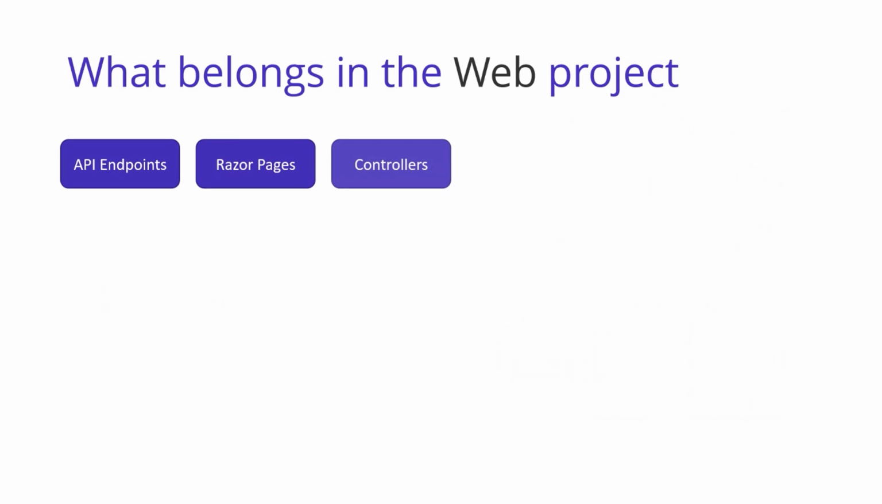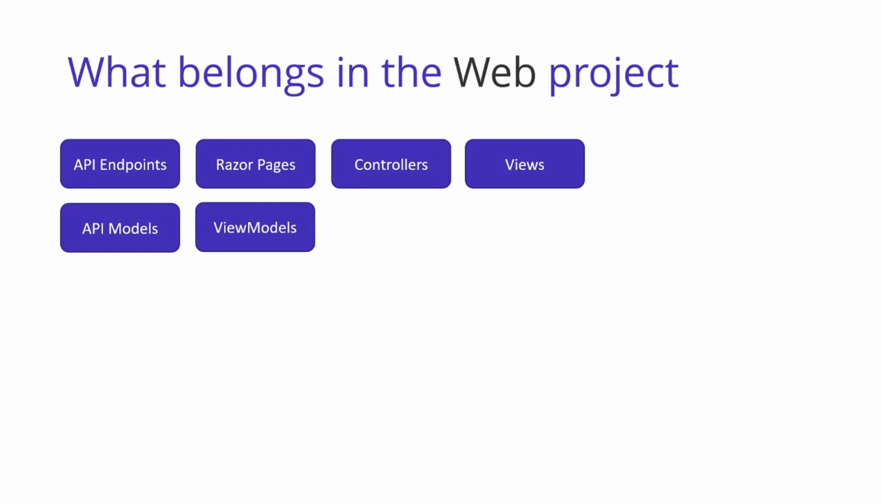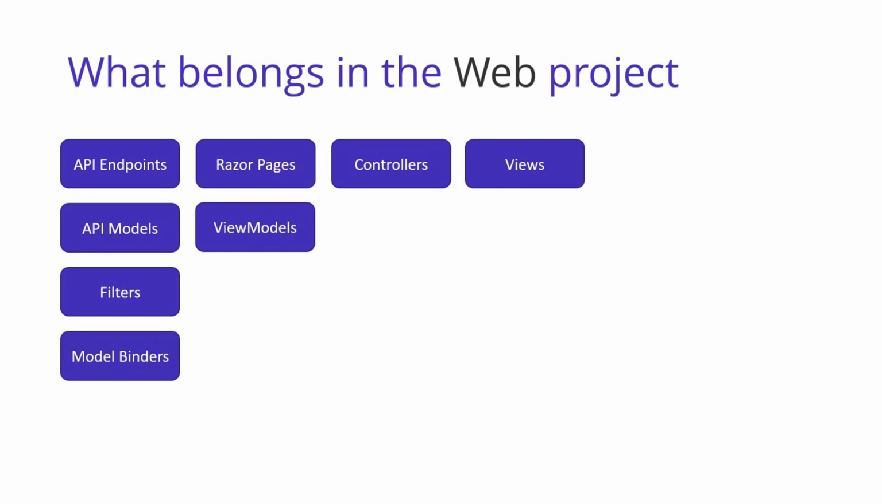The web project has anything that has to do with ASP.NET Core. So it's going to have your API endpoints or Razor pages, depending on if you're doing APIs or you're doing something that uses forms and server-side pages. Alternately, you can use controllers and views, but I think API endpoints and Razor pages are a better abstraction for both of those. Any DTOs that go along with those things, whether they're view models or API models or whatever you want to call them, those would live here as well, along with any kind of filters, model binders, model validators, tag helpers, etc.